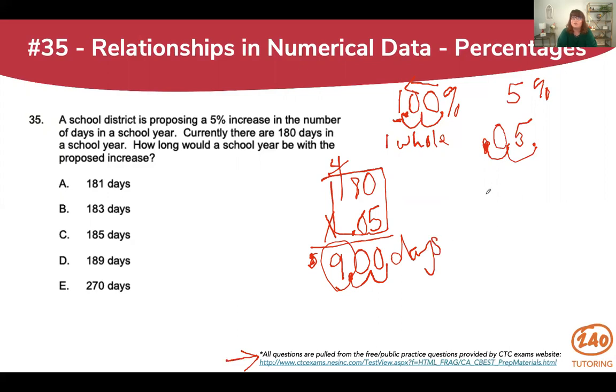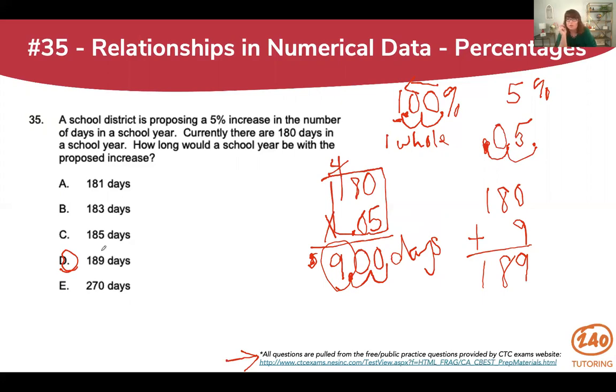All right. So the school year started at 180. We're adding a 5% increase. Increase means add. So we're going to add 9 to that. You're probably quickly already seeing the answer is 189. This one goes really quickly.